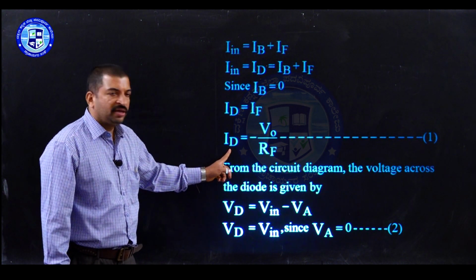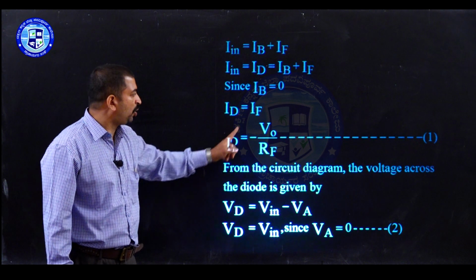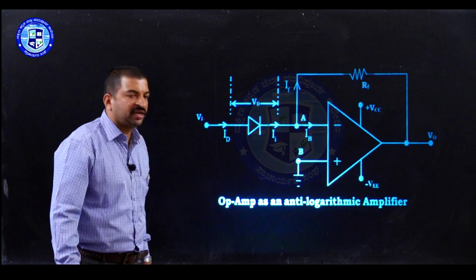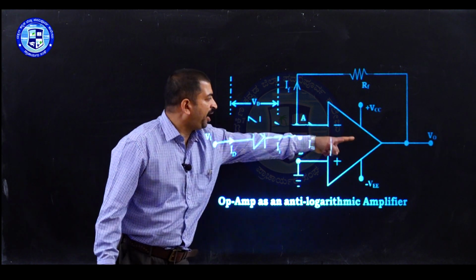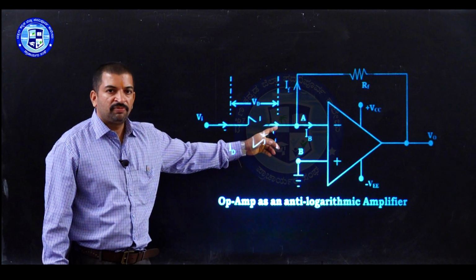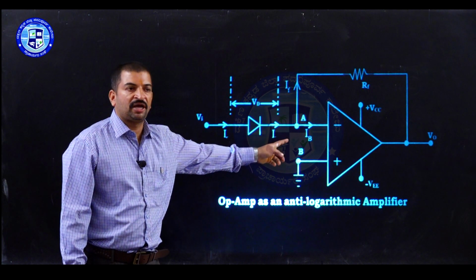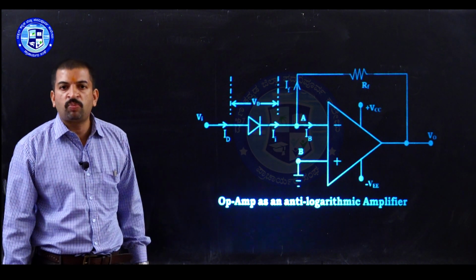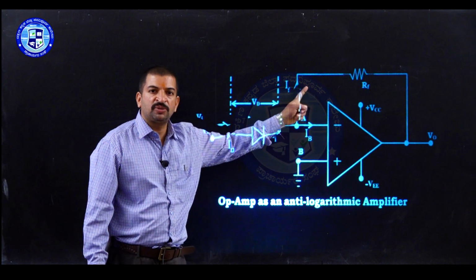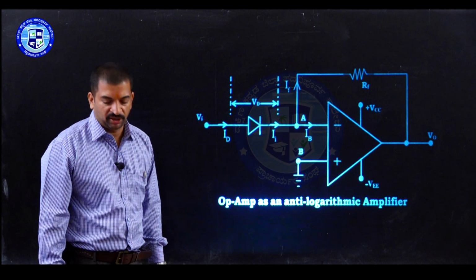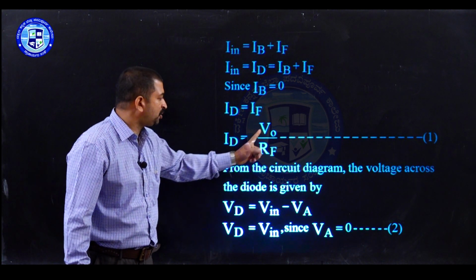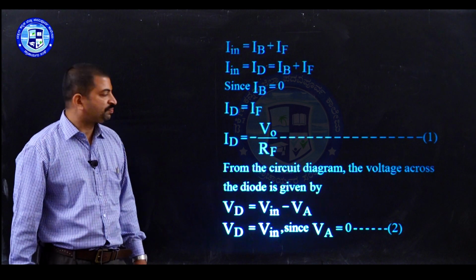Now the current flowing through the feedback resistor is given by the formula Va minus V naught divided by Rf. One end of the feedback resistor is connected to the inverting terminal, and the other end is at the output terminal. So the voltage across the feedback resistor is Va minus V naught, divided by Rf gives the current flowing through the feedback resistor. Therefore, the current flowing through the semiconductor diode is equal to minus V naught divided by Rf.